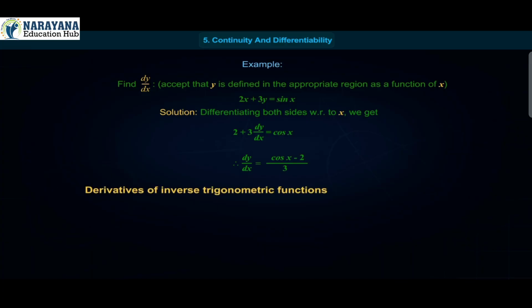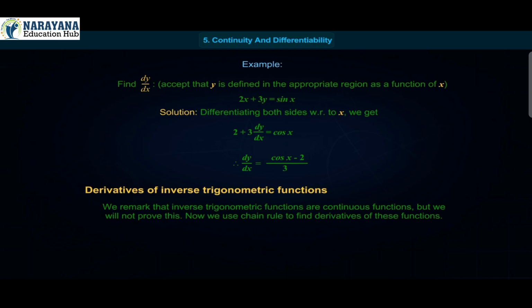Derivatives of inverse trigonometric functions. We remark that inverse trigonometric functions are continuous functions, but we will not prove this. Now, we use chain rule to find derivatives of these functions.